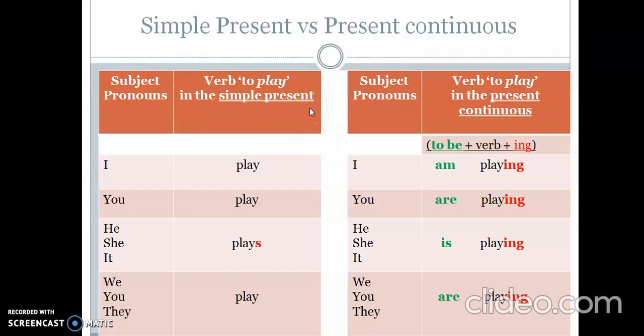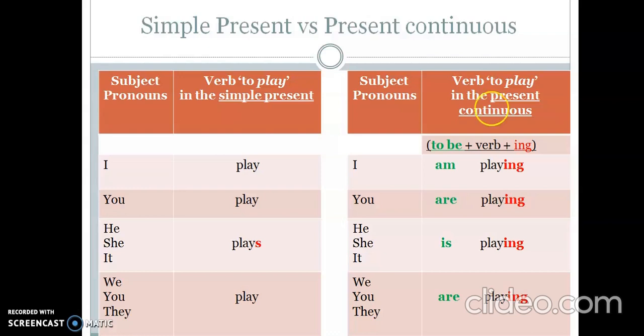But the present continuous is used for actions that are happening now, at this moment. For example, now, at this moment, you are watching this video, or you are listening to the teacher. Here the verb is to listen, so we use the present continuous. You are, the verb to be, you are listening. Listen plus ing is the present continuous.